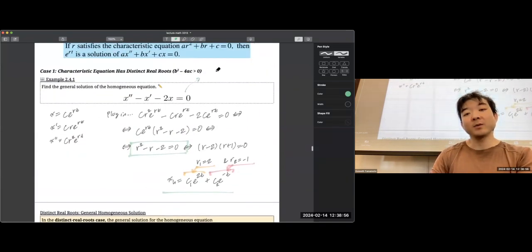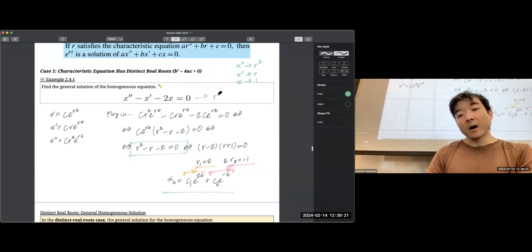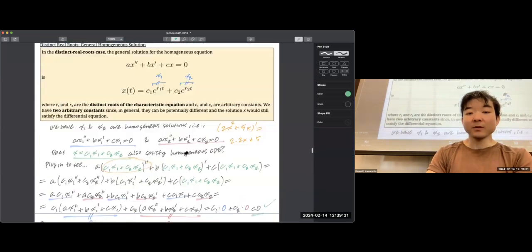So if you use that here, all your x double primes, x primes, and x's become: x double prime becomes r squared, x prime becomes r, and x becomes 1. And so here your characteristic equation would end up becoming r squared minus r minus 2 equals 0, which is the same as what we got down here. So we're going to use that approach from now on.